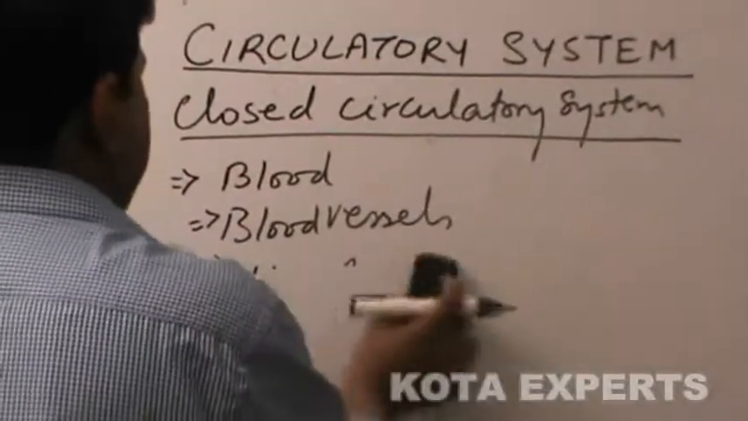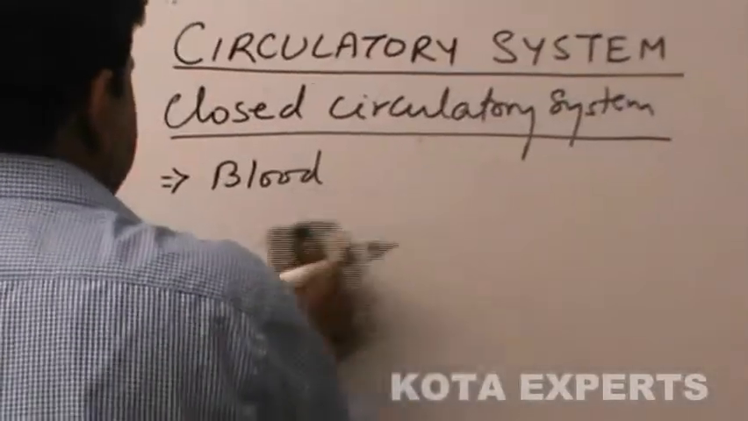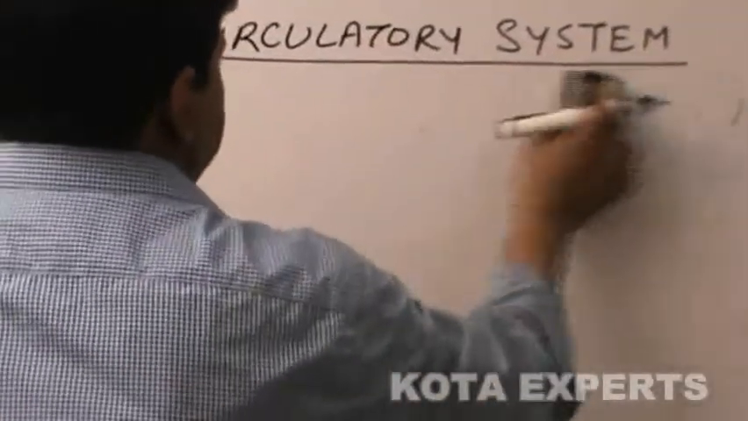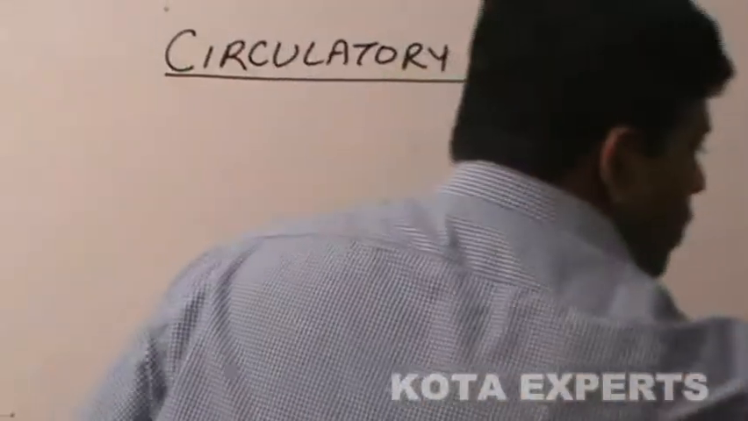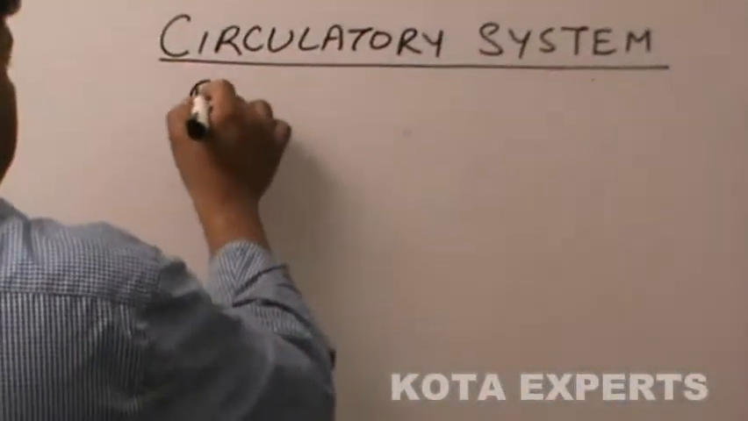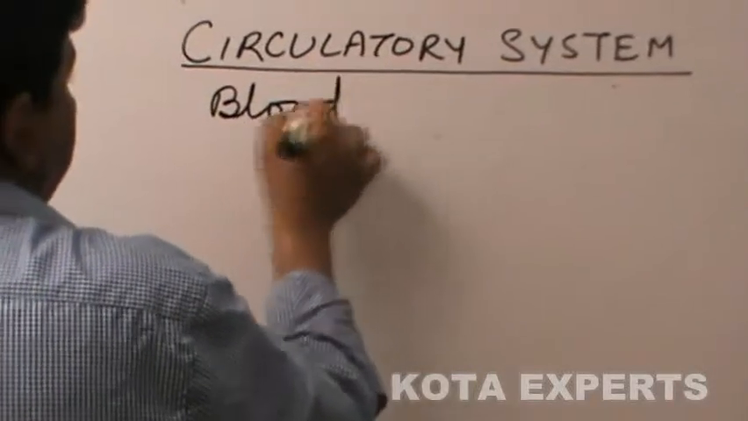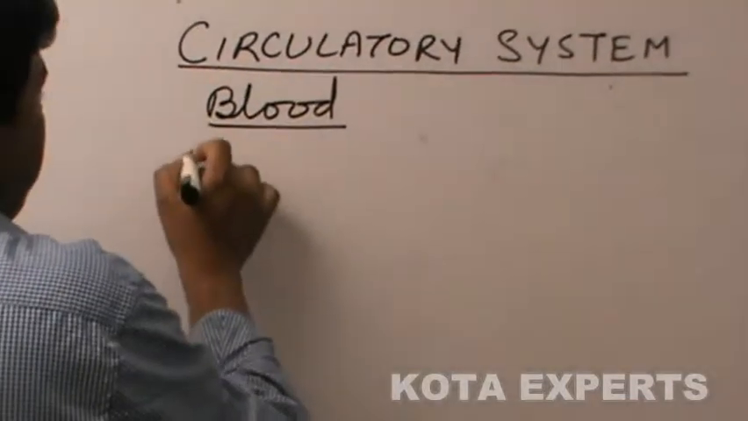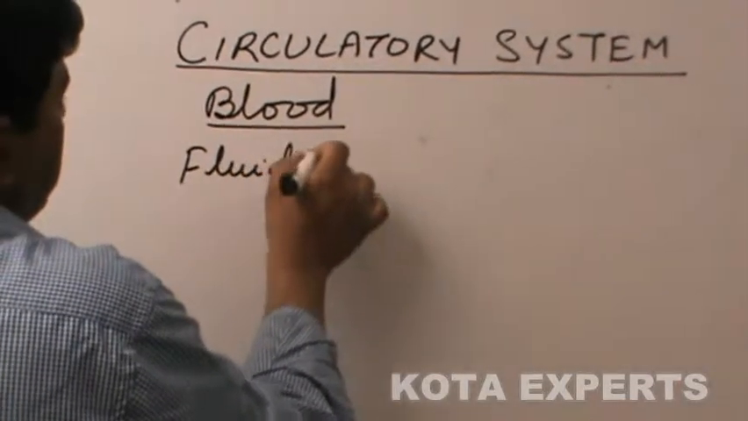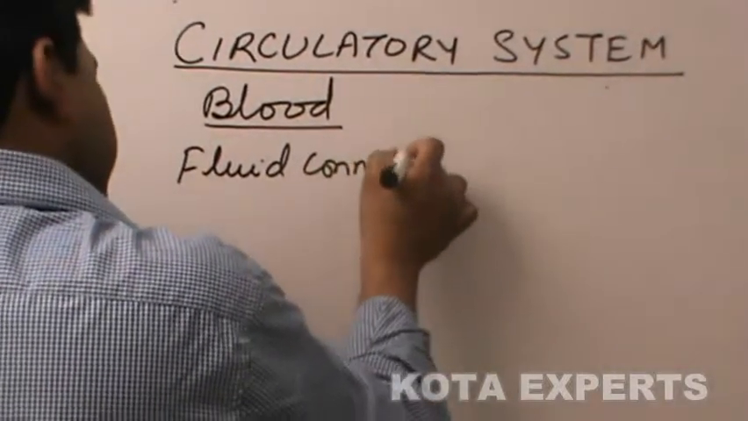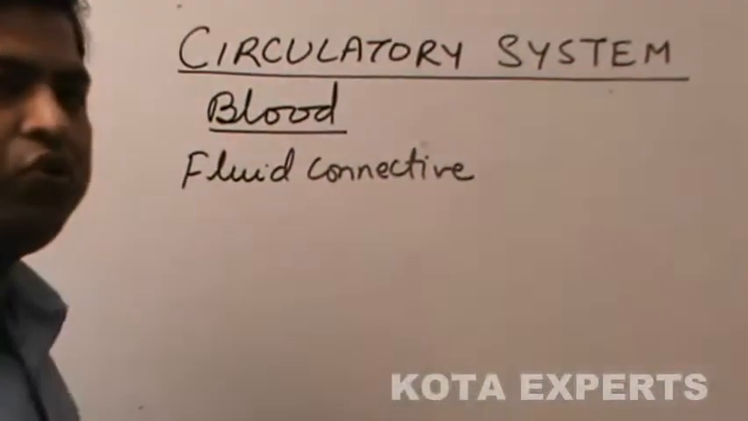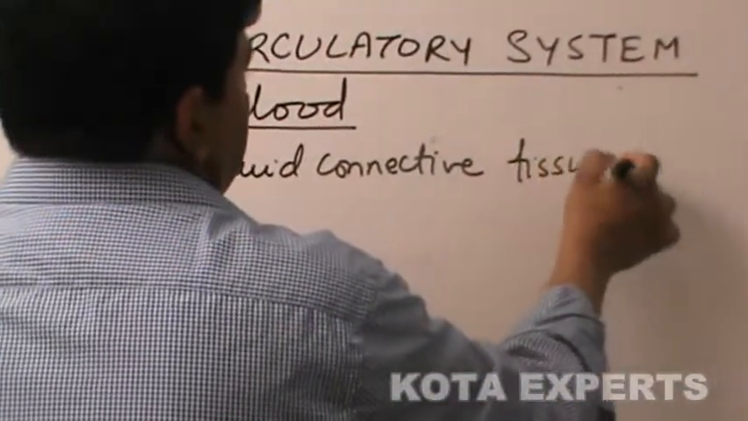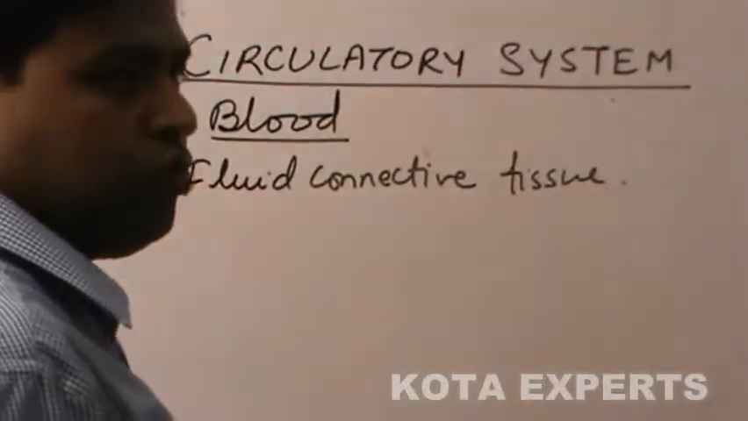Now we are going to deal with the blood. What is blood? Blood is a fluid connective tissue. Why is it called fluid connective tissue? Because it has the property to flow.